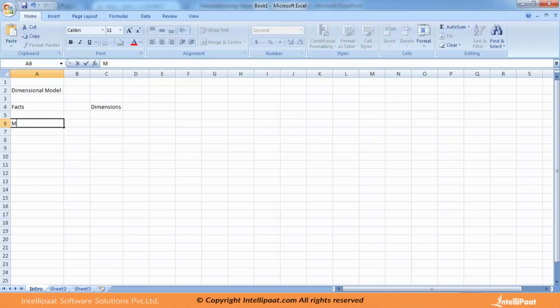So any measurable entity you will decide to make as a fact when you are designing your warehouse. Any measurable entity you'll keep under your facts. That is a fact. So we keep them under a fact table. These are known as facts and they are present inside a fact table. Now, what are dimensions?